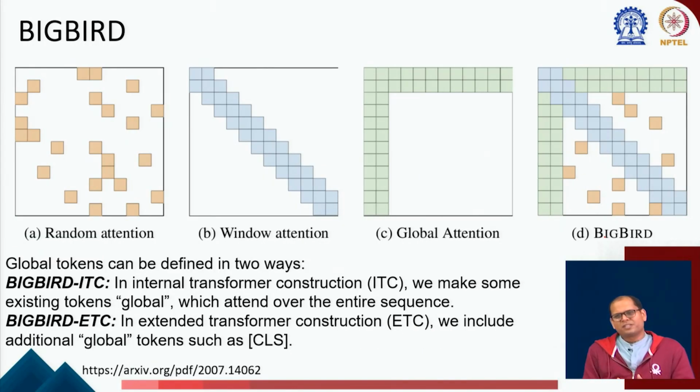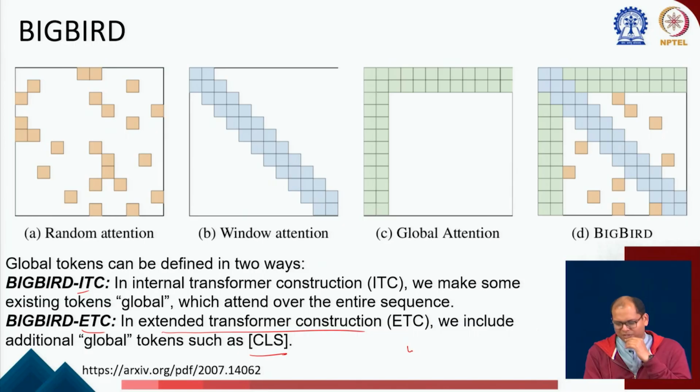And even the global tokens are defined in 2 different ways. One was that you can take some actual tokens in the input and make them global. So let's say I take 2 tokens in my input and call them the global tokens, and attend to that. Or you can have some external tokens, like the CLS token. This is what they call ITC versus ETC, extended transformer construction. So here the effective input length is increasing.